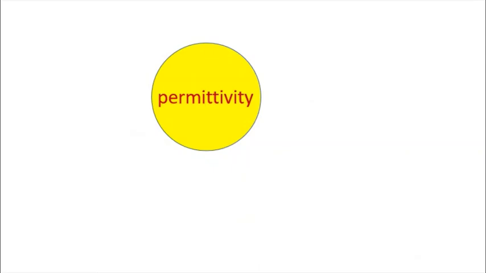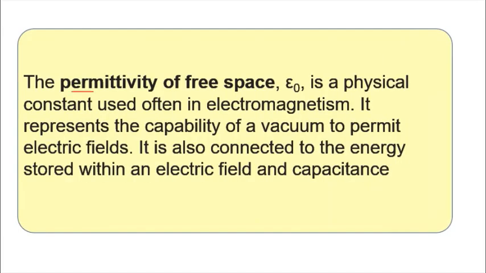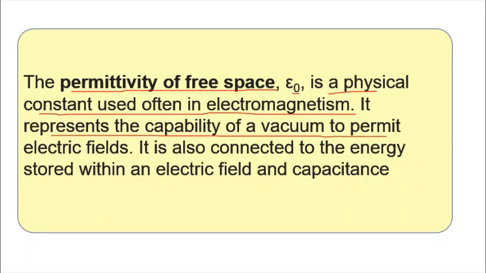Let us learn a new term in electrostatics, that is permittivity. It is represented by the letter epsilon. Permittivity of free space, epsilon 0, is a physical constant used in electromagnetism. It represents the capability of vacuum to permit electric fields. It is also connected to the energy stored within an electric field and capacitance.